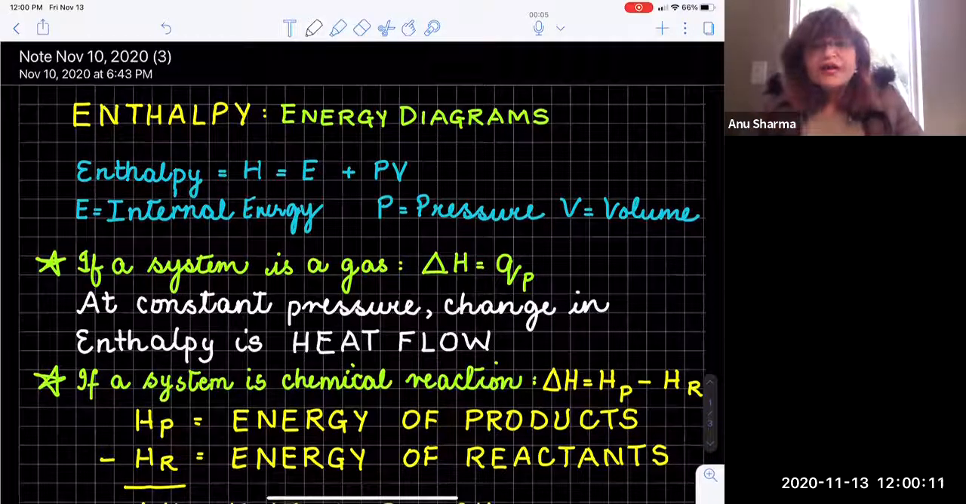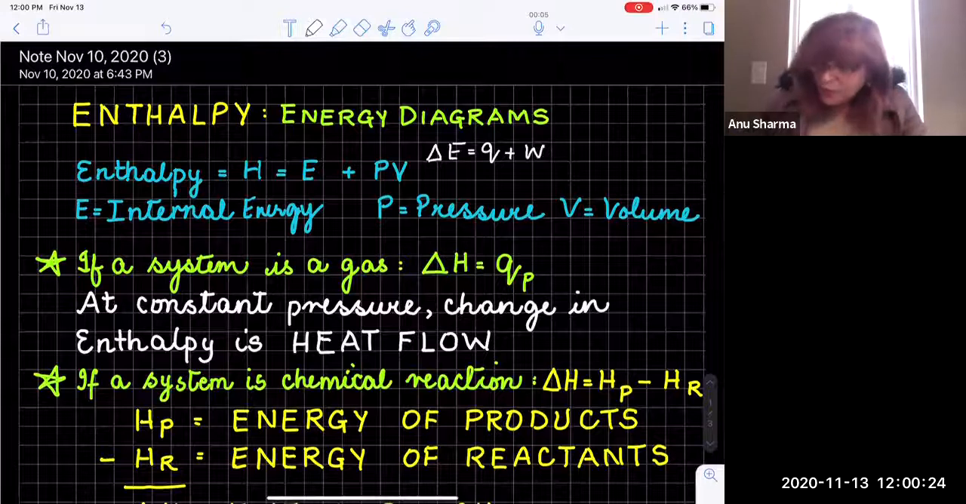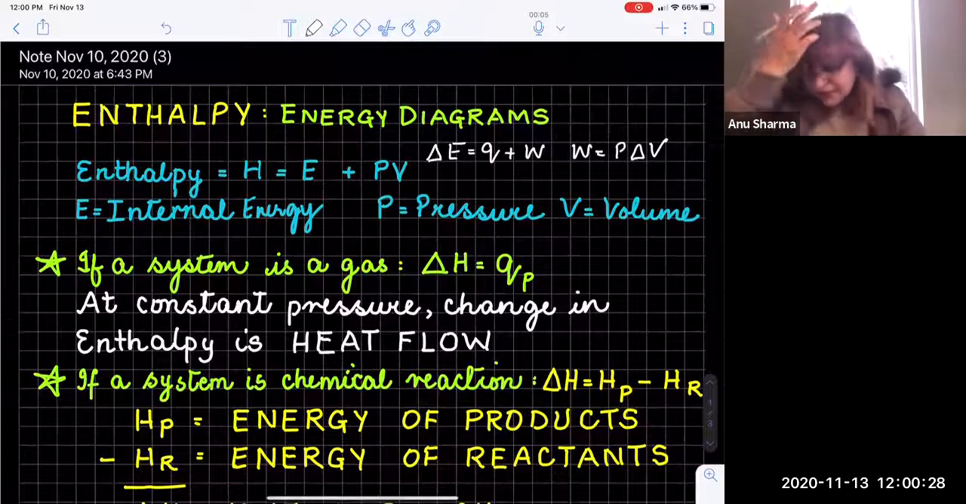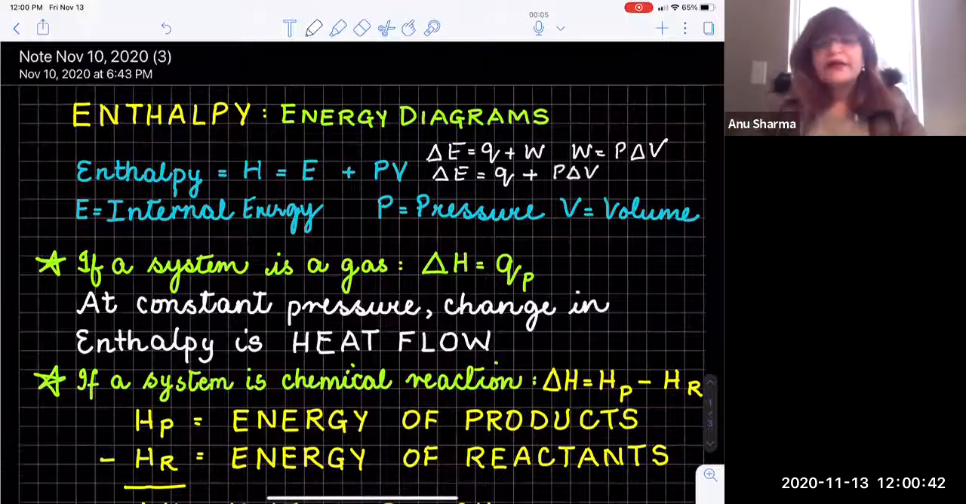Enthalpy is a term that is derived from the first law of thermodynamics. And the first law of thermodynamics is that the change in the energy is the sum total of heat and work. And what is work? Work is equal to P delta V. Okay, so P delta V. So really, the delta E, that is a change in the energy, is equal to the sum of the heat plus the work done on the system or by the system.